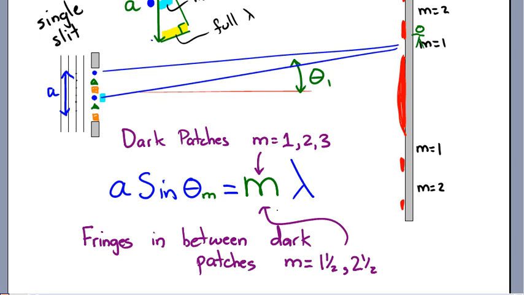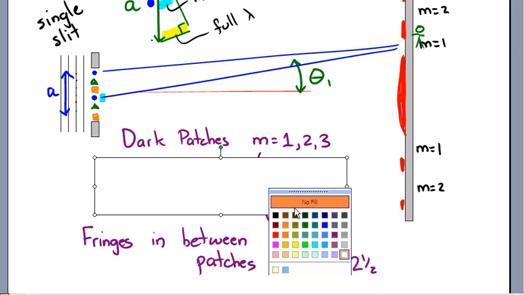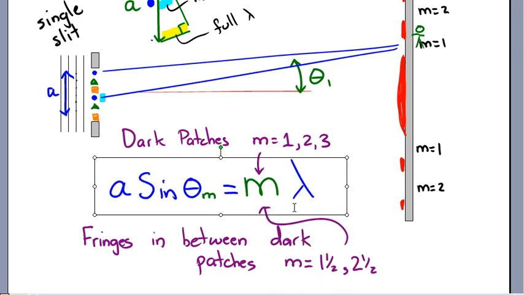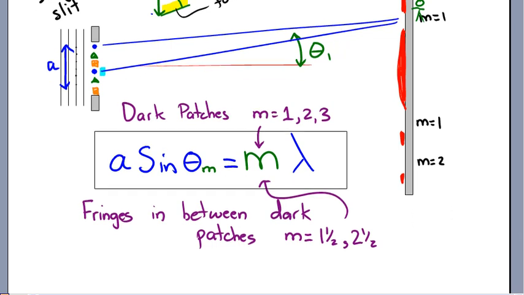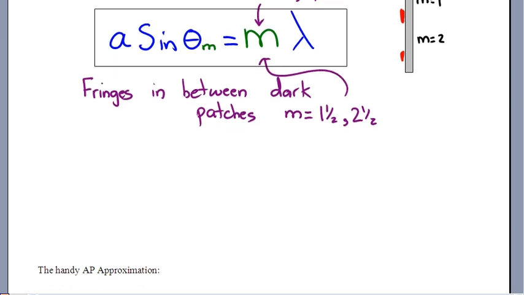So the equation's designed to find dark patches, which is the exact opposite of the one for interference, where it was designed to find bright dots, right? So when you put D's in, it's bright dots. When you put A's in, you actually get these dark patches of nothingness. And we still have the exact same little approximation that we had before.